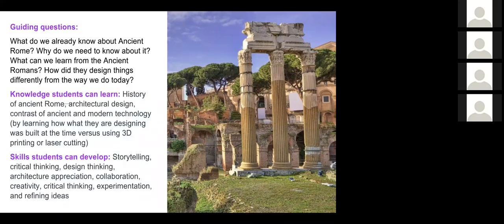One of the topics we discussed was the importance of why we were doing it in the first place. Why do we want to revisit these topics? Why do we want to look at the design elements of different structures in this era? And what did these things actually mean in the grand context of history? In terms of skills, students will develop their storytelling, critical thinking, design thinking, and architecture appreciation skills. And also critical thinking when they are reflecting on different structures and connecting the history context into the design process.